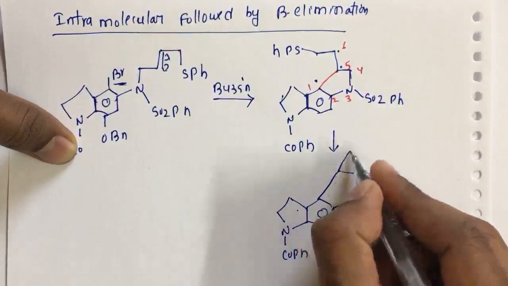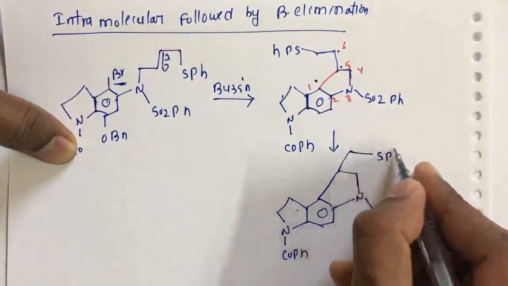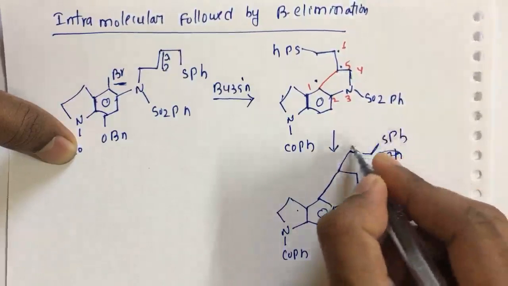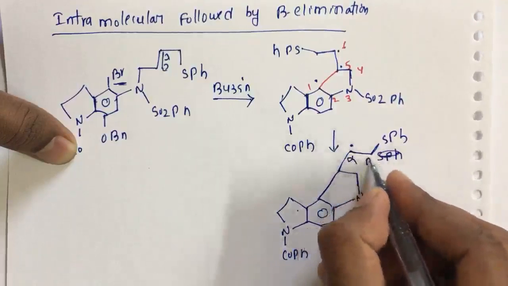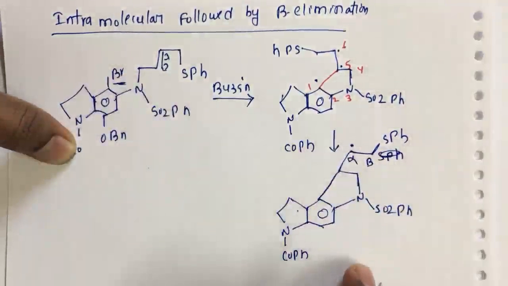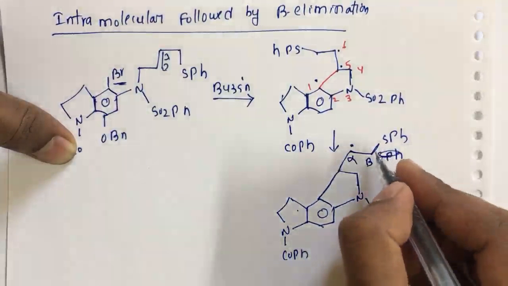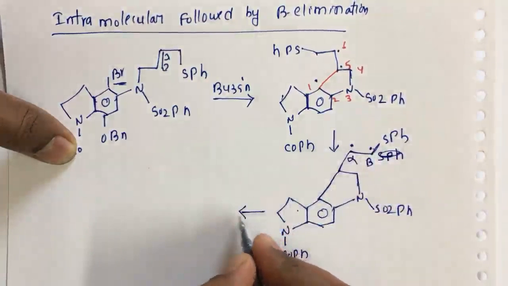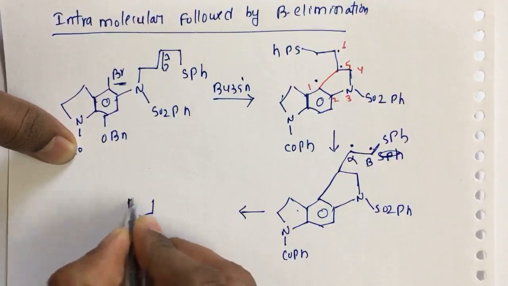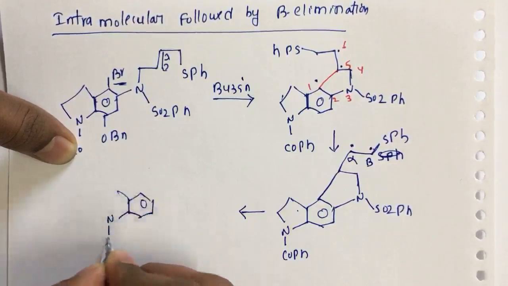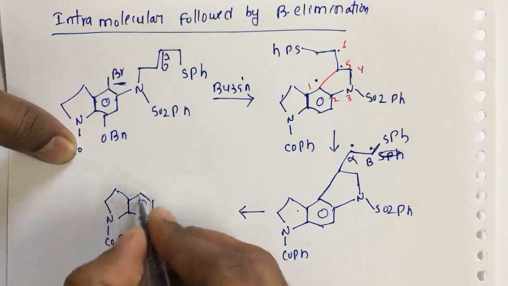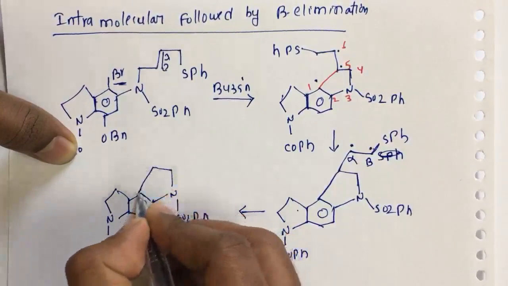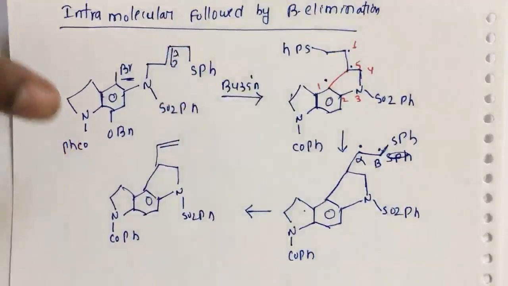And after that we have SPh. Okay, now this is alpha beta. So the intramolecular reaction is done. Now beta elimination. After this beta elimination, here also we'll get a radical, and it leads to the final product like this. It's the final product.